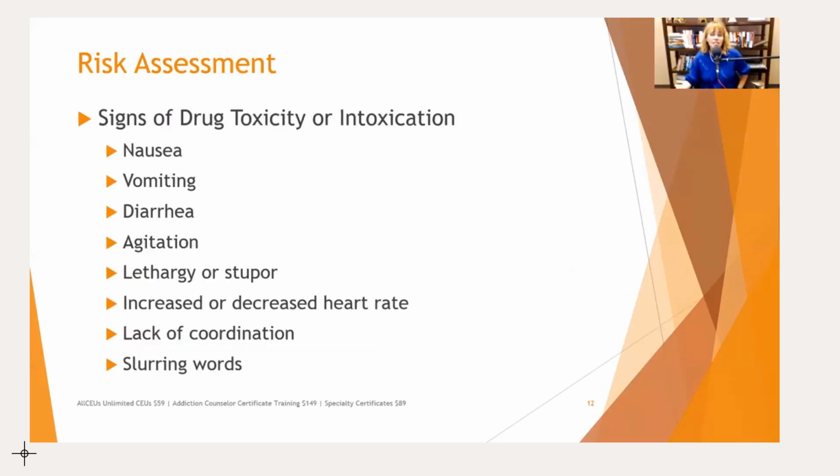Signs of drug toxicity or intoxication, we've gone over that in other reviews, especially in the diagnosis review. We're going to hit it a little bit right here. Nausea, vomiting, diarrhea, agitation, lethargy or stupor, increased or decreased heart rate, lack of coordination, and slurring words. Now remember, some of these can also be signs of life-threatening conditions, so you want to be aware and get medical input if people are slurring their words or have lack of coordination, especially.